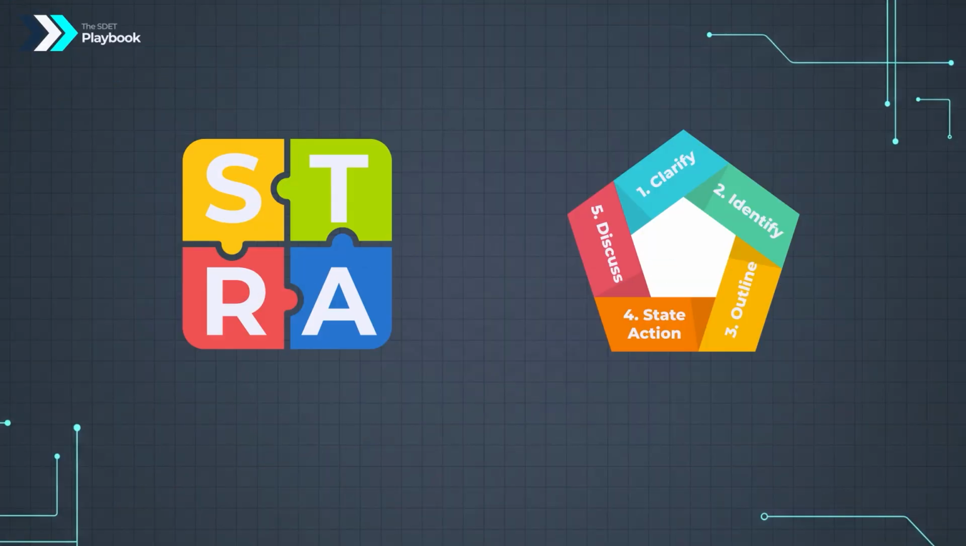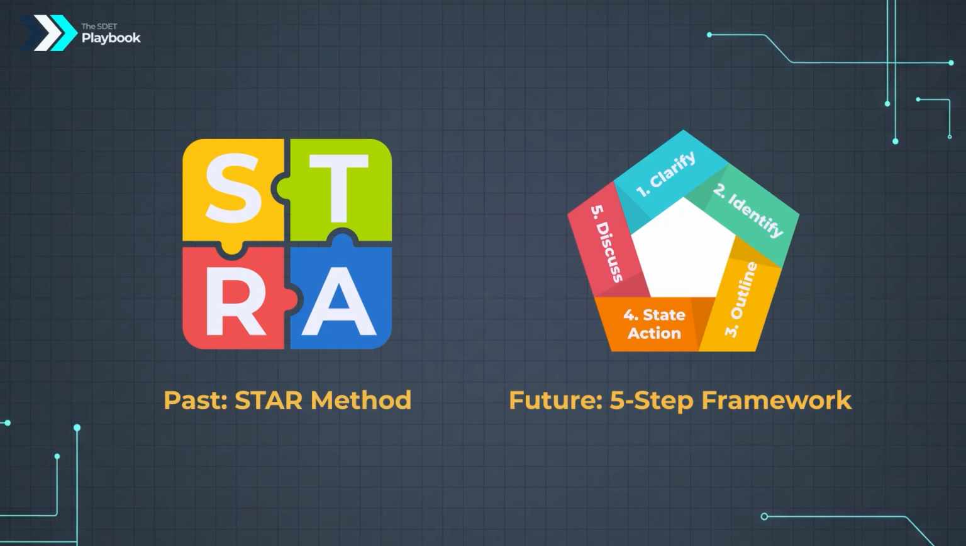So let's recap your 2 power frameworks for this interview. When they ask about your past, "tell me about a time," you use the STAR method to tell a compelling story. When they ask about the future, "what would you do if?" you use the 5-step framework to show your judgment. Master these, and you've mastered the behavioral interview.